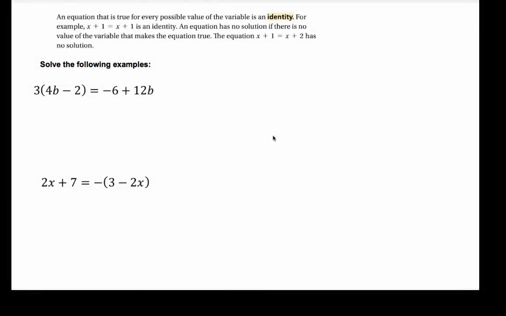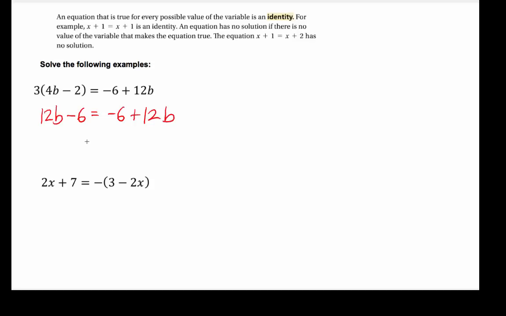Okay, so my first example here, I have 3 times the quantity 4b minus 2 equals negative 6 plus 12b. If I didn't know any better and I was asked to solve this problem, I would distribute the 3. 3 times 4b is 12b. 3 times minus 2 is minus 6.